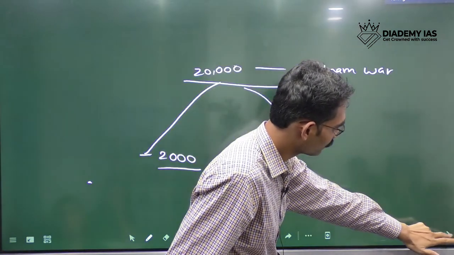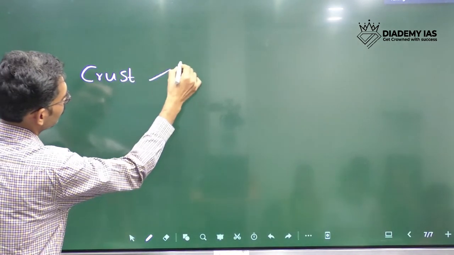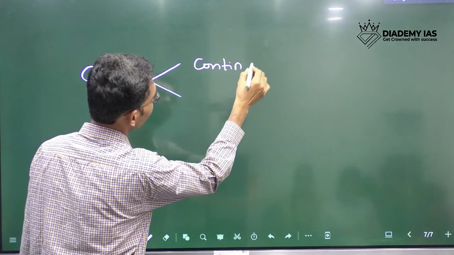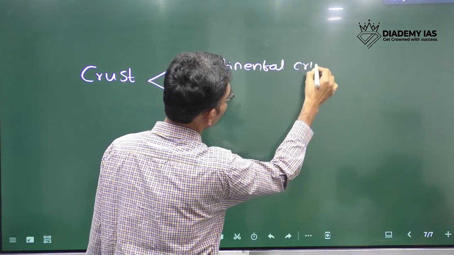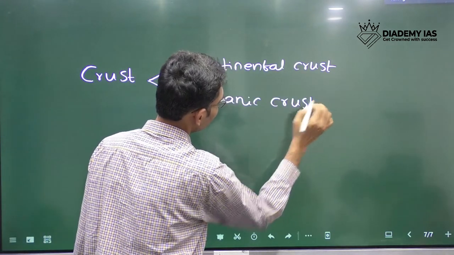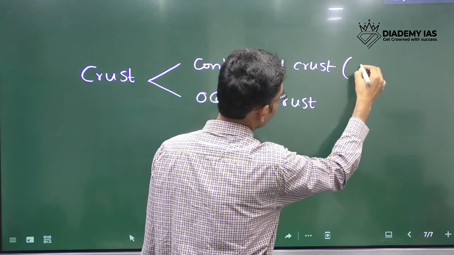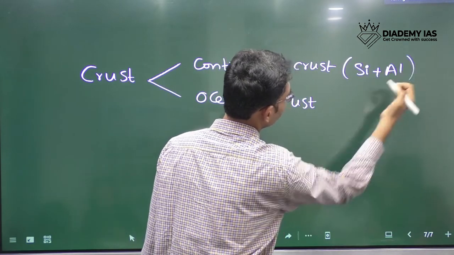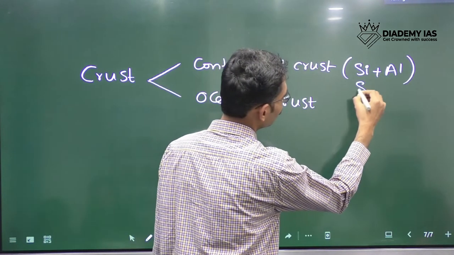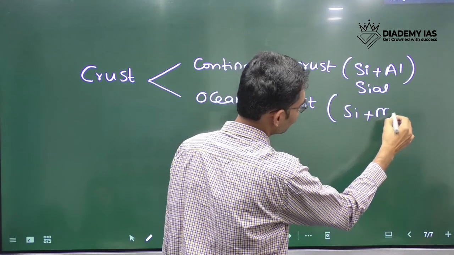Now we have to understand this. The crust is again divided into two parts. One is continental crust. Another one is oceanic crust. And continental crust is mostly made up of silicon plus aluminium. This is also called SIAL. And when it comes to oceanic crust, silicon plus magnesium.